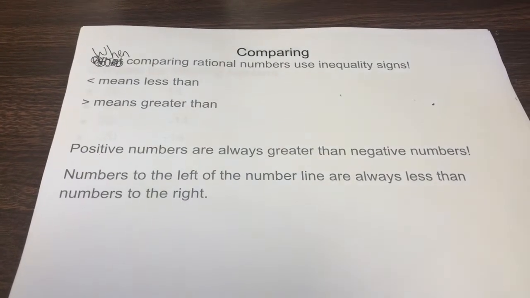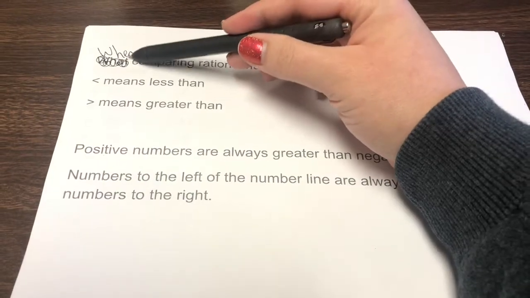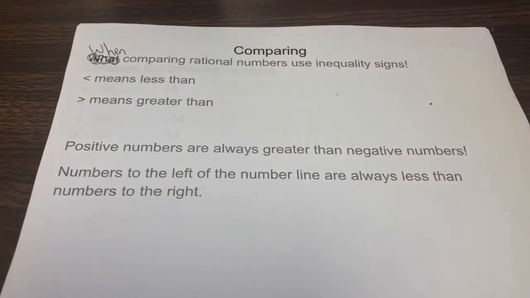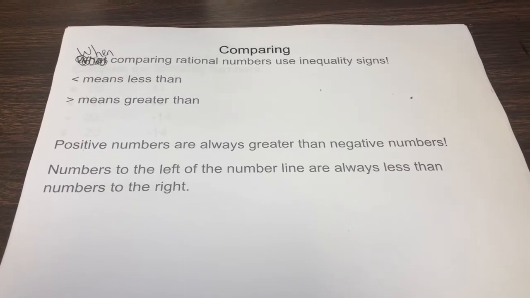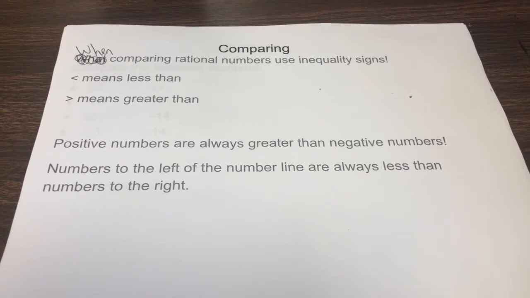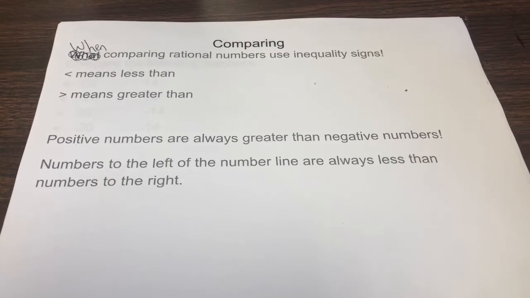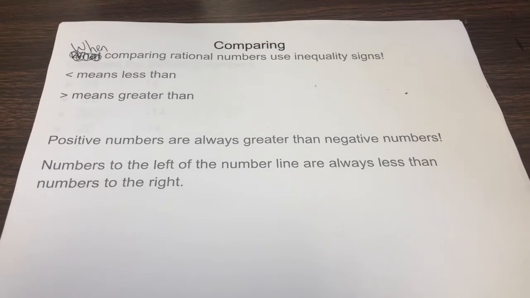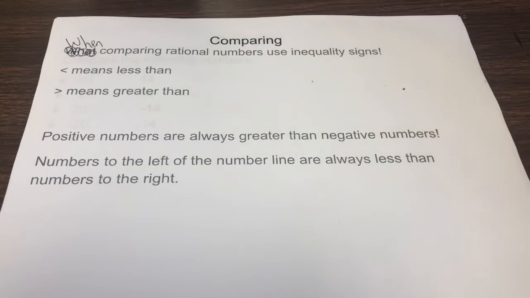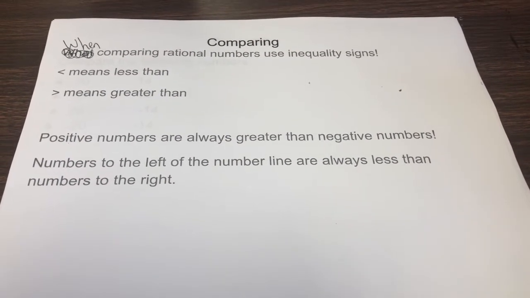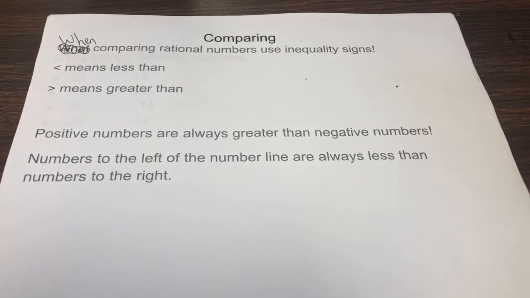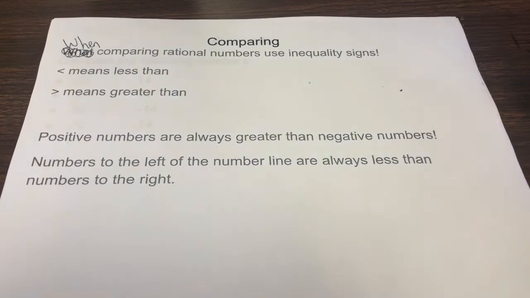Comparing. Y'all, autocorrect got me good on these slides. So that's supposed to say when comparing rational numbers, use inequality signs. I tell my students, when you see comparing, use those inequality signs. You can rewrite it in words, but showing that you know to compare numbers, you can use those inequality signs. That will impress your reader.